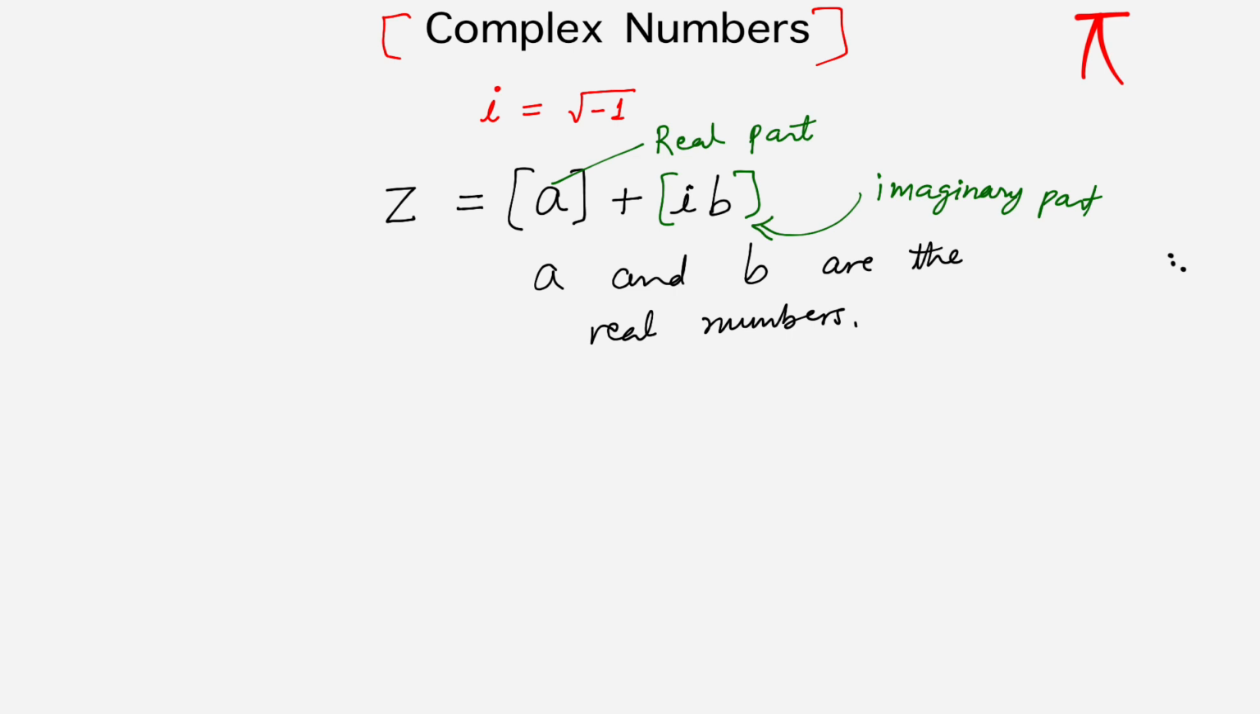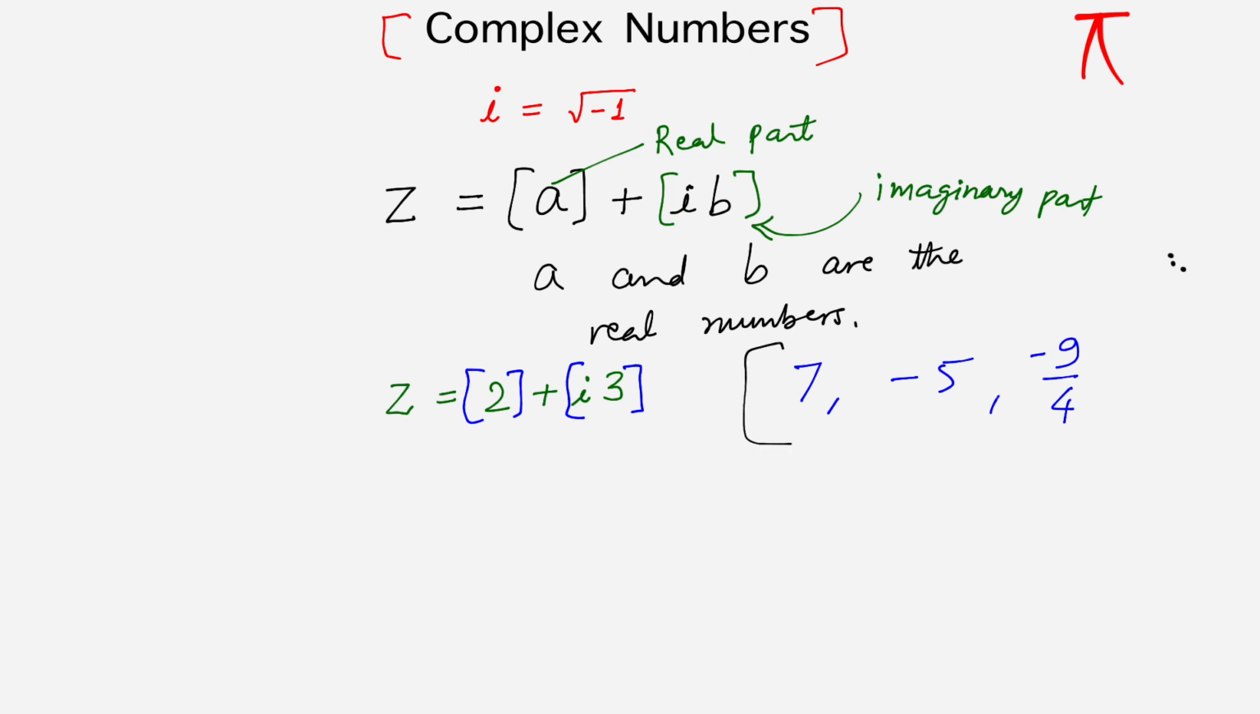For example, Z is equal to 2 plus i3. This is a complex number where 2 and 3 are real numbers, and 2 is the real part of this complex number, and i3 is the imaginary part of this complex number. Numbers like 7, minus 5, or minus 9 by 4, all these numbers are also complex numbers because complex numbers include all the numbers. We can write these numbers in the form of complex numbers.